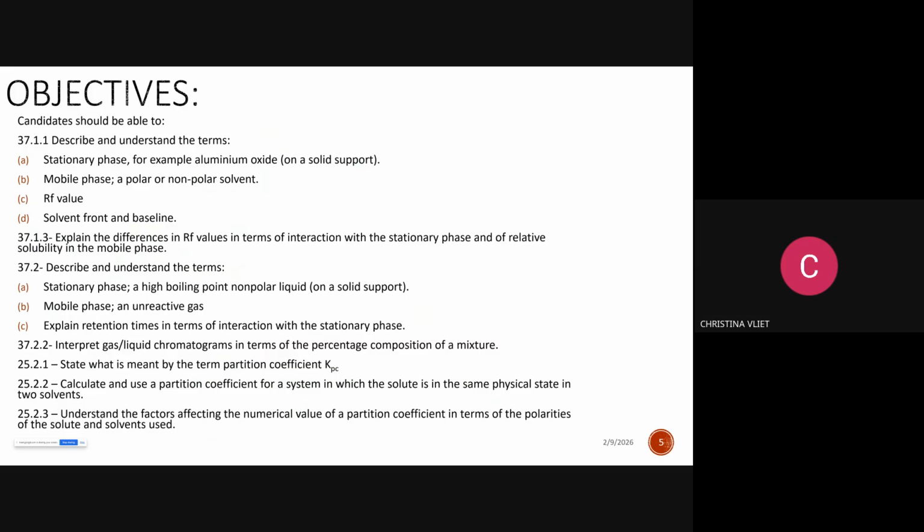And then it says explain the differences in RF values in terms of their interaction with the stationary phase and their solubility in the mobile phase. Describe and understand the terms, again, stationary phase, mobile phase, and then retention times. This right here, it doesn't say it, but this is for TLC, which is thin layer chromatography. And then this stuff right here is about GLC.